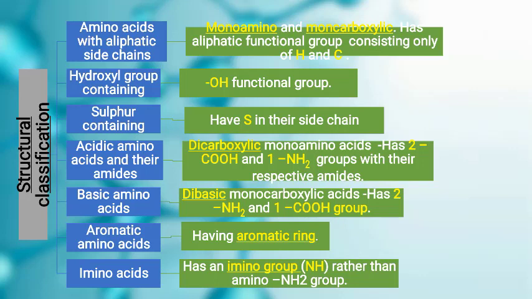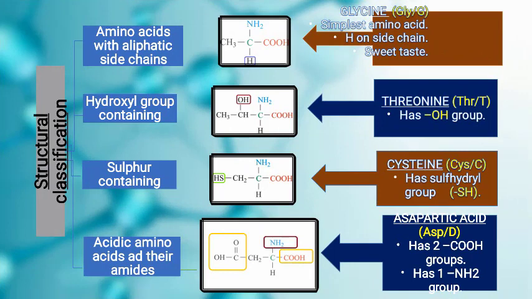The basic amino acids are opposite of the acidic amino acids, being dibasic, meaning they have two amino groups and one carboxylic group. The aromatic amino acids have a benzene or non-benzene ring present in the side chain. The imino acids have imino group NH instead of amino group. Now let's look at their examples. Now for the sake of convenience, I have only included one example for each class.